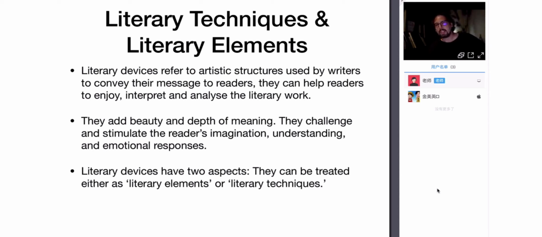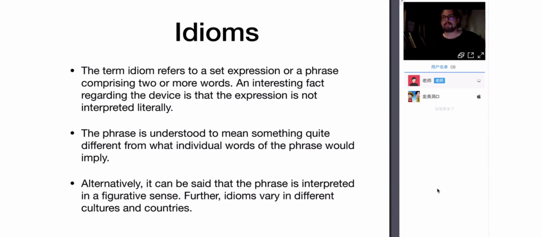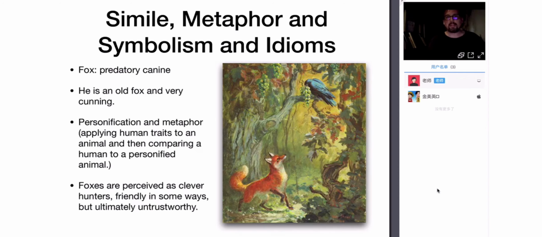So let's look at some examples of symbols and also idioms. So an idiom is a metaphor, a symbol, personification, hyperbole, all in one. The term idiom refers to a set of expression or phrase comprising two or more words, so it's a figure of speech, not intended to be interpreted literally. So what are the examples? Okay.